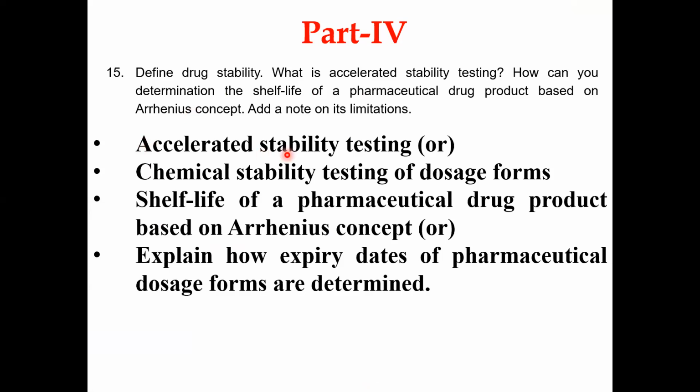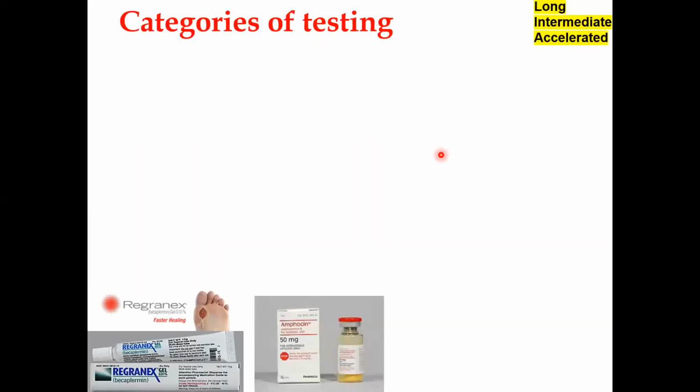You are accelerating the chemical reaction by using temperature. That's why, whenever temperature is mentioned, the Arrhenius concept will come: every 10 degrees rise in temperature, there is a degradation. So these are all related to each other. Whatever question they ask from this, the answer is common, which we are going to see now.